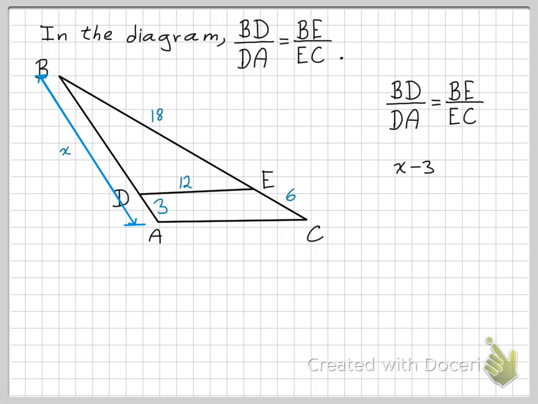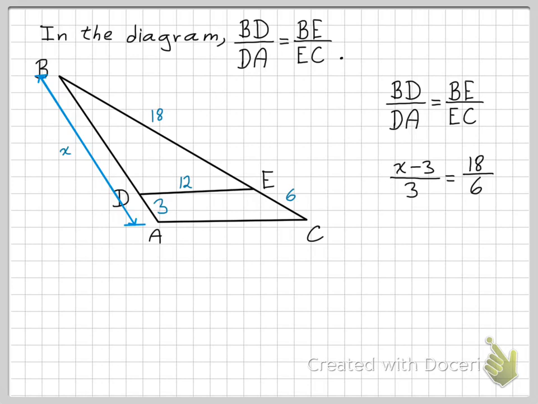Well, it must be x minus 3, right? It's this whole length, which is x, take away this little part, which is 3. That would give you the other part of that line segment. So BD is x minus 3, and DA is given as 3, and BE is 18. I'm just seeing that from the diagram, and EC is 6. So there's my proportion right there.